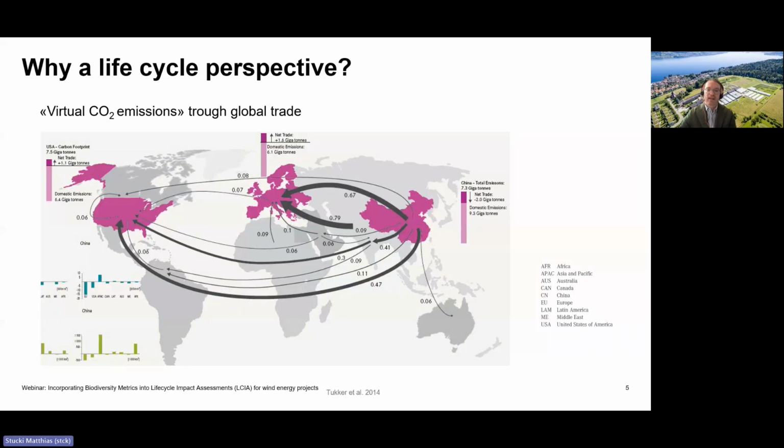So why is this life cycle perspective so important? Now, with the global economy being so strongly interconnected, every decision we take in every country often also has strong effects in other countries, especially in industrial countries. When we take a consumption perspective, relevant emissions are caused in other countries for the goods that are produced for our consumption, and this leads, for example, to these virtual CO2 emissions, as you can see here, for example, by products being produced in China and then consumed in the US or in Europe.